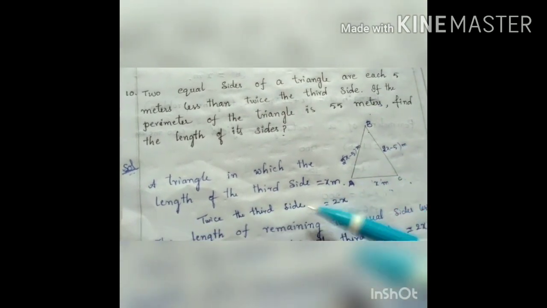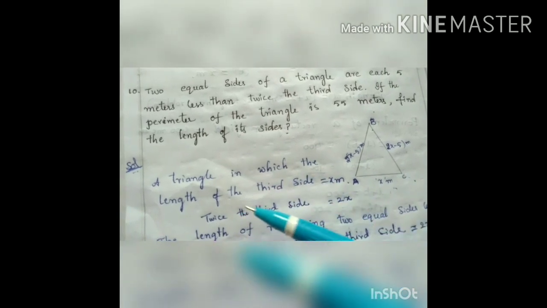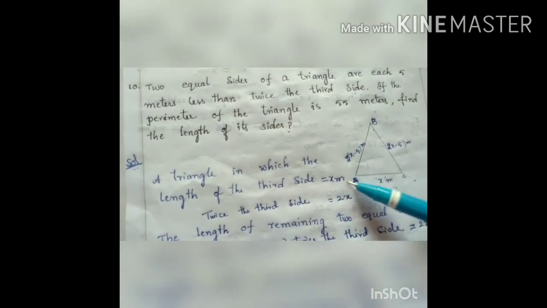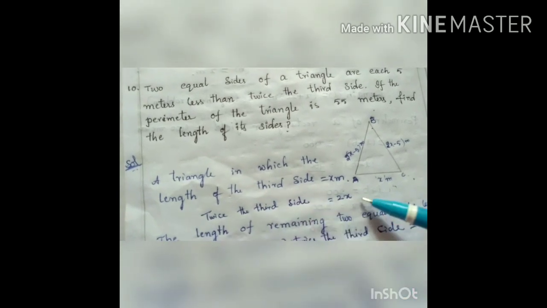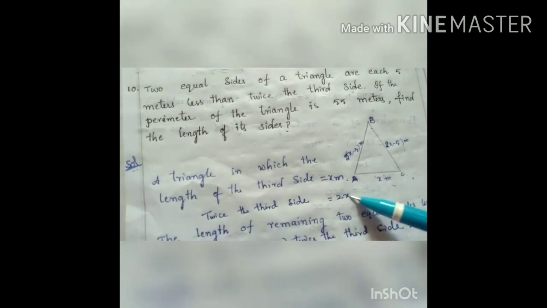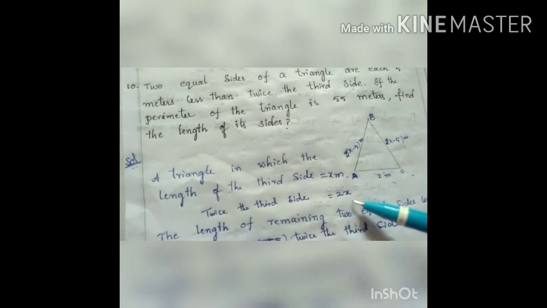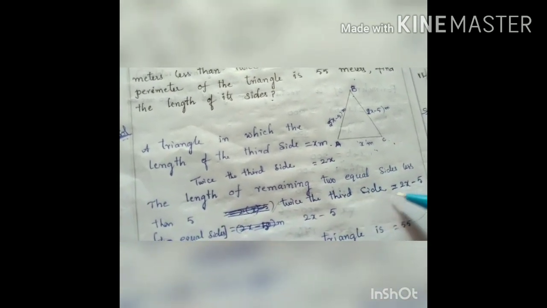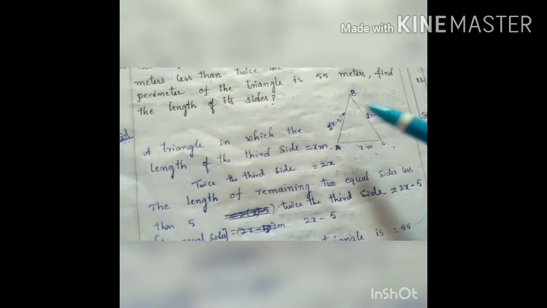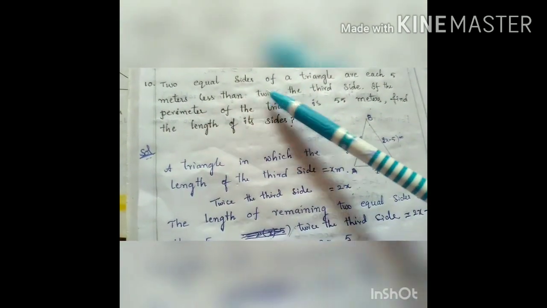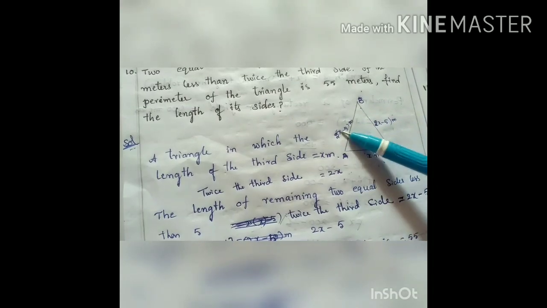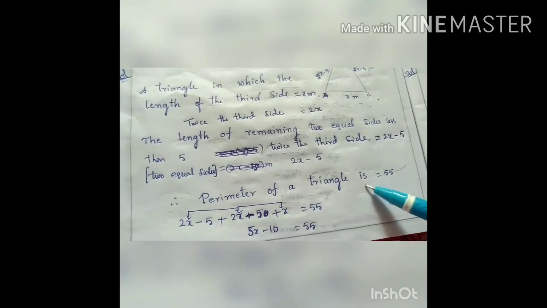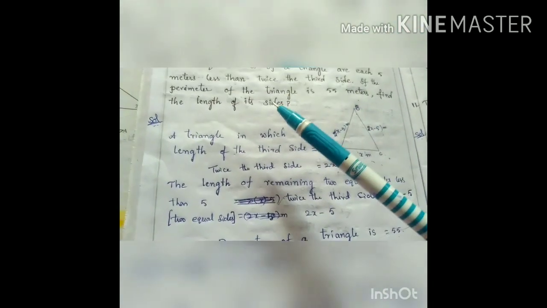So first I have to take a triangle in which the length of the third side is x meters. Twice the third side: twice means 2 times, so it is 2x meters. The length of the remaining two equal sides is 5 less than twice the third side, so 2x minus 5. Two sides are equal by the problem, so AB is 2x minus 5 and BC is 2x minus 5. So here the perimeter of the triangle is 55, given by the problem.